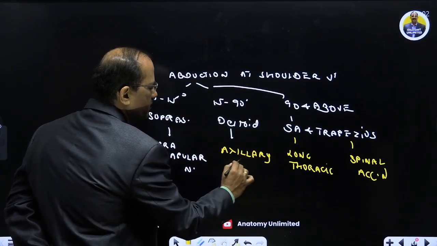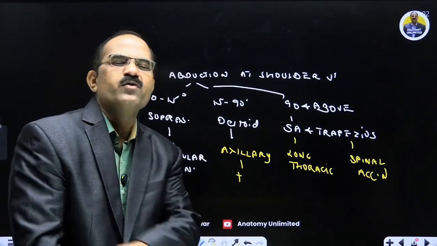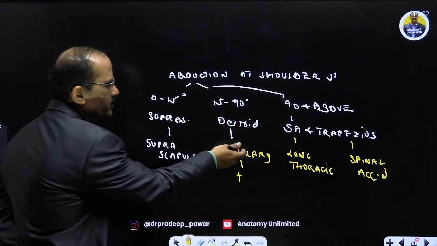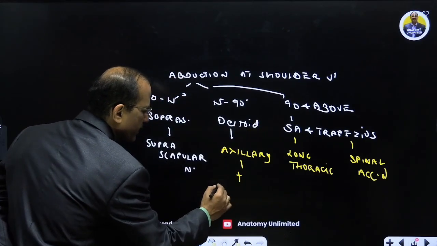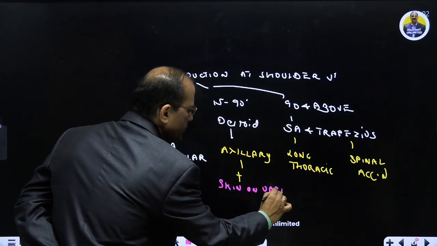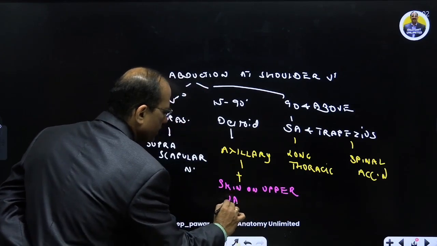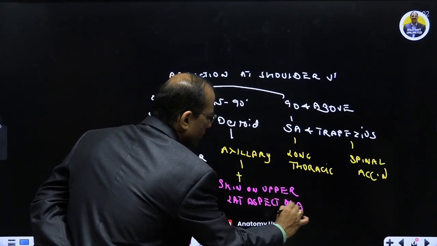Deltoid is supplied by the axillary nerve, plus what else does the axillary nerve supply? It supplies the deltoid and teres minor, and it supplies the skin on the upper lateral aspect of the arm.